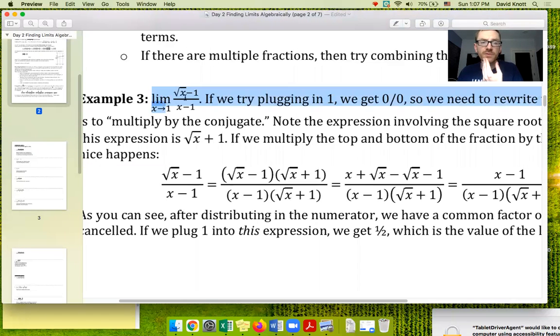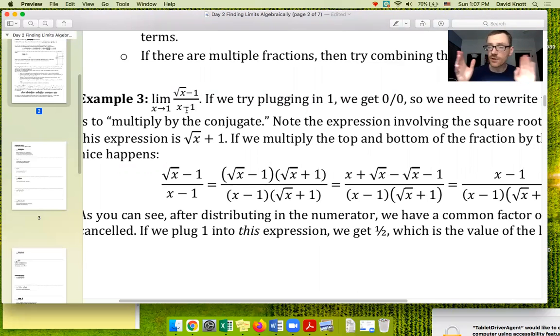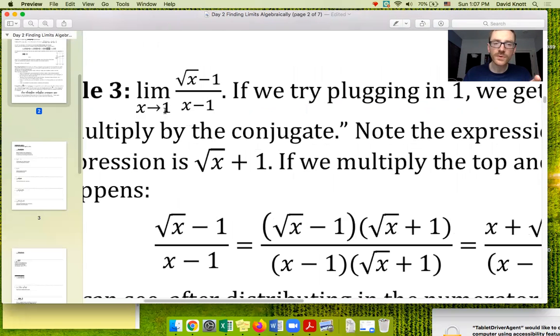So let's have a look at this example here. It's the limit as x approaches 1 of root x minus 1 over x minus 1. The very first thing you should always do in these problems is plug in the number. Just take 1 and plug it into this function. I promise that if you do that, you're going to get 0 over 0. If you plug in 1, you get 0 over 0, which tells you that you have to simplify. Okay, so we've got to simplify.